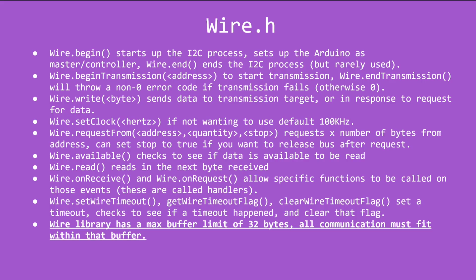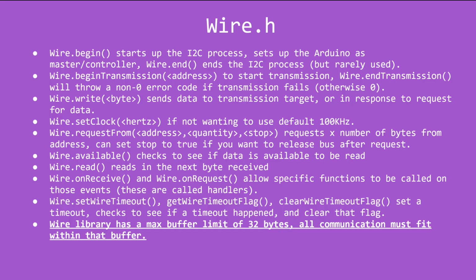We can check to see if data is available. We can read the next byte. We have things known as handlers, onReceive and onRequest. We can basically tell it, well, when we get a receive or request, do these functions. We can set timeouts and timeout flags and stuff. This is basically if we reach a timeout event where something just hasn't happened within a certain amount of time, it'll put a flag up telling us this has happened, and we can check that, but then we can also clear that.